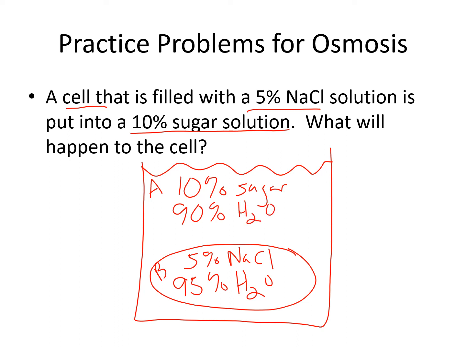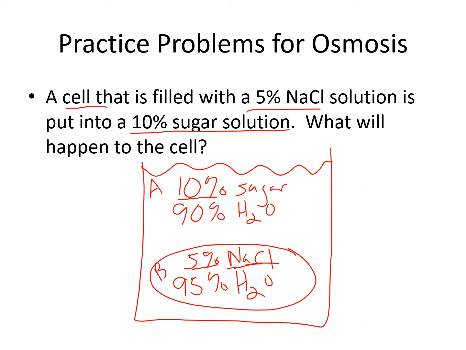All right, so now you need to determine if these solutions are isotonic, hypotonic, or hypertonic. For this, for the solute, it doesn't matter if it is the same thing. So it doesn't matter if it's both sodium chloride or sodium chloride compared to sugar. All right, so isotonic means that the two solutions have the same concentration of solute. So this one has 10, this one has 5. They are not the same. So therefore, one of these solutions must be hypotonic, the other one must be hypertonic.